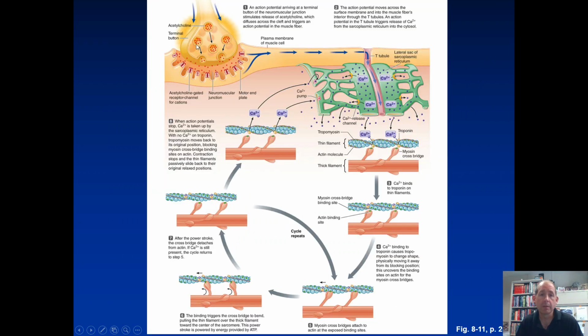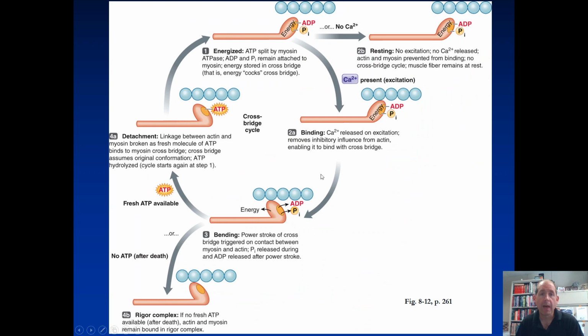So latent period: neuromuscular junction, sarcolemma, T-tubules, calcium release, calcium binding with troponin, coupling of actin and myosin. All of that would be latent period. Cross-bridge cycle, okay, that would be contraction time.